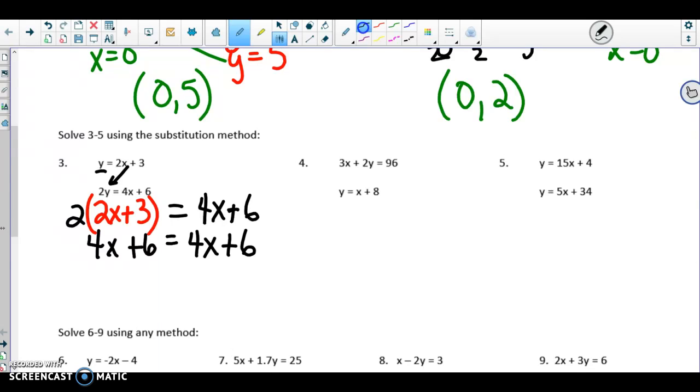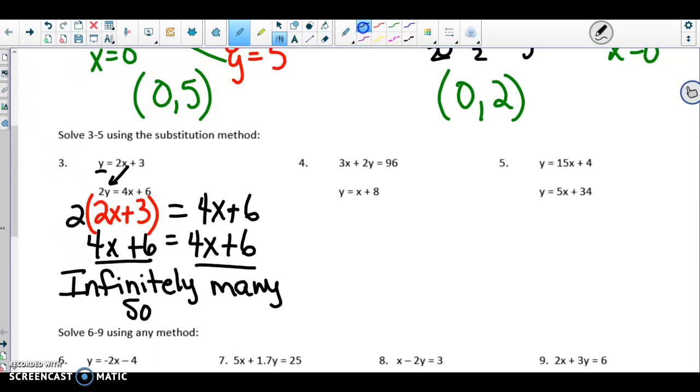So if I were to subtract off the x's and move them to one side, I'd end up with 0 equals 0 or 6 equals 6, which is a true statement. So that means if it's true on both sides like that, or 6 equals 6, or whatever the case may be, we have infinitely many solutions. Okay, so my solution would be infinitely many solutions because that is the same line.